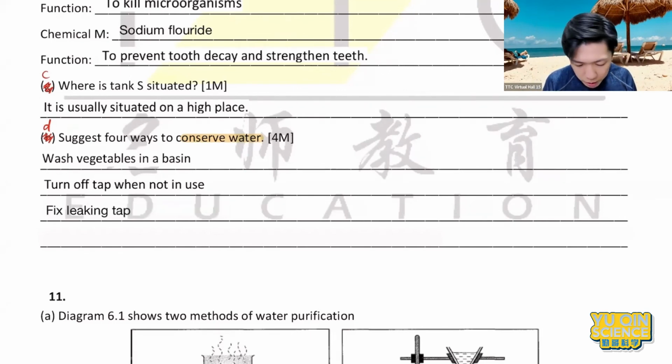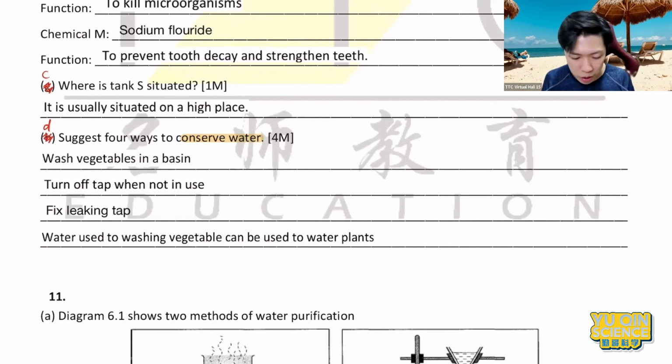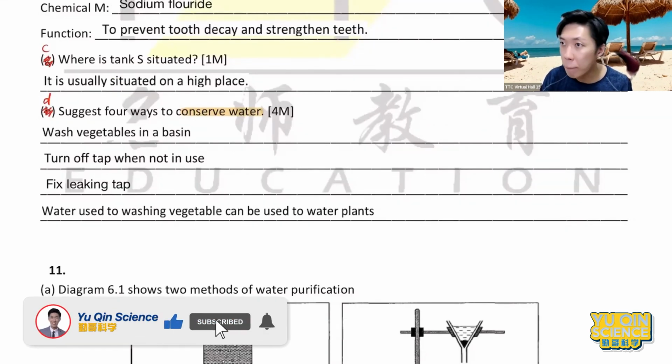What else? Fix leaking taps. Don't underestimate the water though. A leaking tap could probably leak out a swimming pool's worth by the end of the day, because every second there is one drip. After a whole day, there's a lot of water. What else? Use the water that you wash the vegetables with to water the plants, or the water that you wash the rice with, things like that. Okay, no problem.